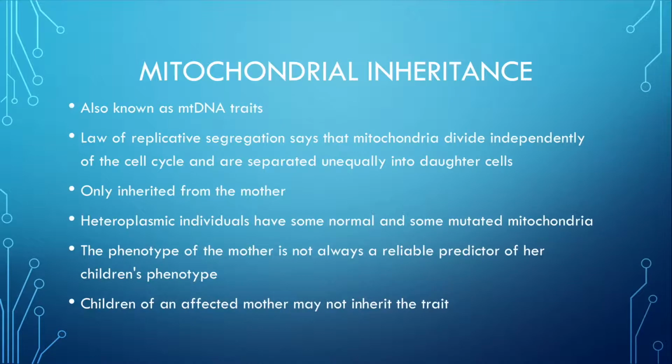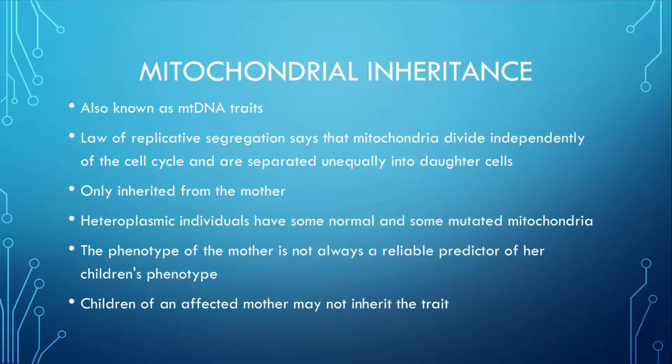Mutations in mitochondrial DNA are received only from the mother because sperm do not contribute any mitochondria to the zygote. Thus, traits inherited from mutated mtDNA are only passed from mother to offspring. Additionally, an individual may be heteroplasmic for a mitochondrial trait, meaning that their cells have some wild-type mitochondria and some with mutated DNA. The ratio of wild-type to mutated mtDNA determines the phenotype of the individual.